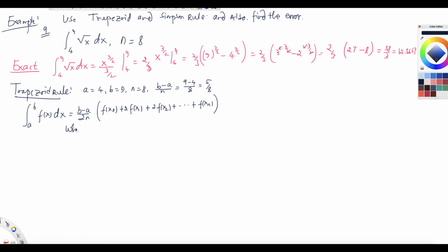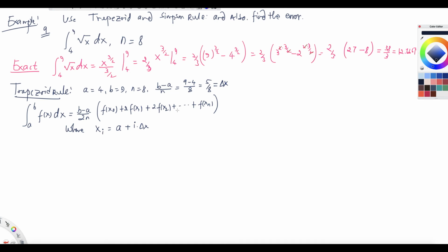How do I find xi then? xi is a plus i times delta x. Delta x is the width of each stripe, that's the notation. So x0 is a, and how do I find x1? x1 will be a plus 1 times delta x, that is a plus 5/8, and then continue that way.